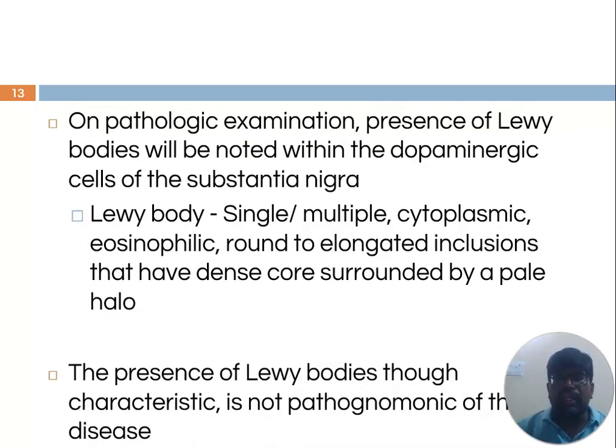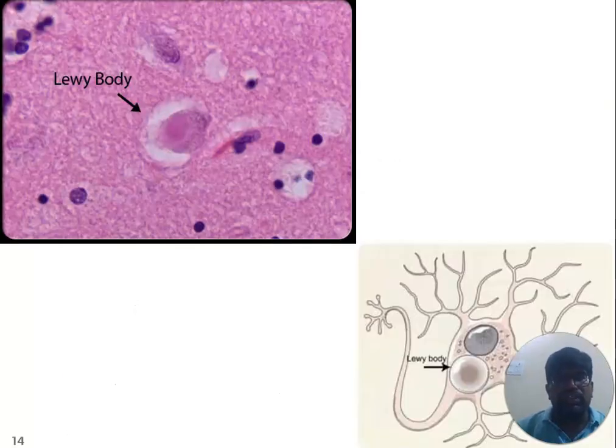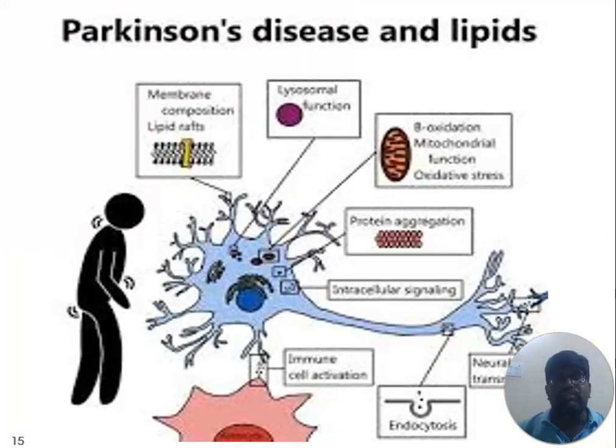And in some cases we'll see some Lewy body formations also. In this picture you can see the Lewy body, which is like a mass. In a particular neuron, this mass will be formed. Because of these Lewy bodies, there will be neuron damage, and because of neuron damage, there will be neurodegeneration. So these are all the different factors.